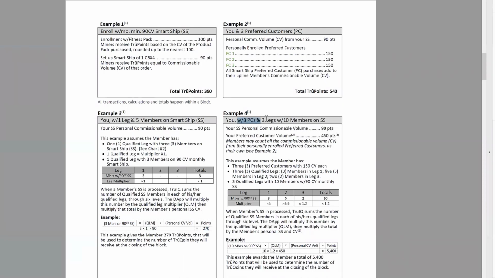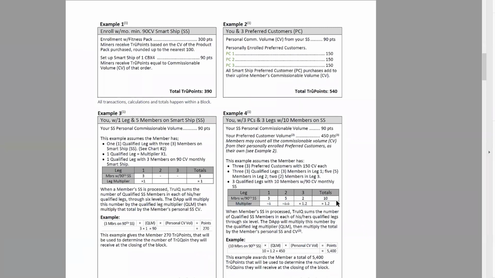Now you've got somebody building multiple legs. In this example, you've come in and you've got your preferred customer volume, 450, but you've also got your three preferred customers. And now you've got three legs. Leg one, you've got three members. Leg two, right here, you've got five members, each on SmartShip. Leg three, you've got two members. So it's kind of broken up a little bit.